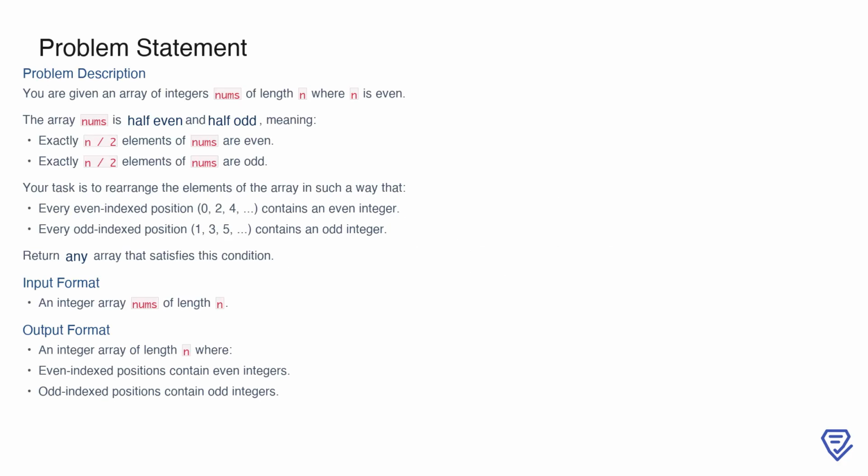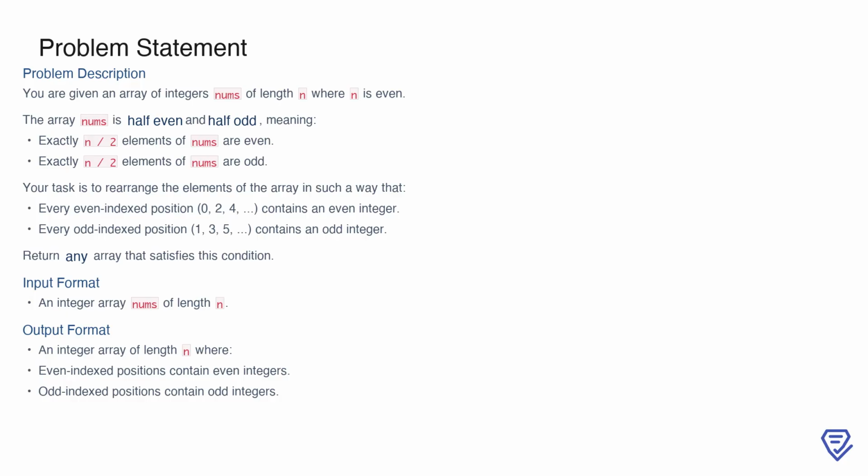In this problem, you are given an array of integers called nums, where the length of the array, n, is always even. The array is structured in a way that exactly half of the elements are even numbers and the other half are odd numbers. Your task is to rearrange the elements so that all even numbers are placed at even-indexed positions, which are indices like 0, 2, 4, and so on, and all odd numbers are placed at odd-indexed positions, such as 1, 3, 5, and so on. The final output should be an array that satisfies this condition, and you can return any valid arrangement that meets these requirements.